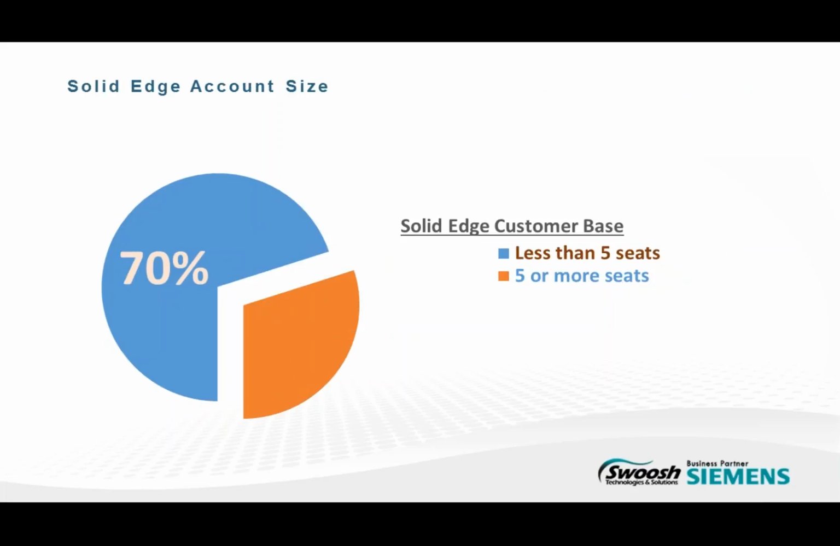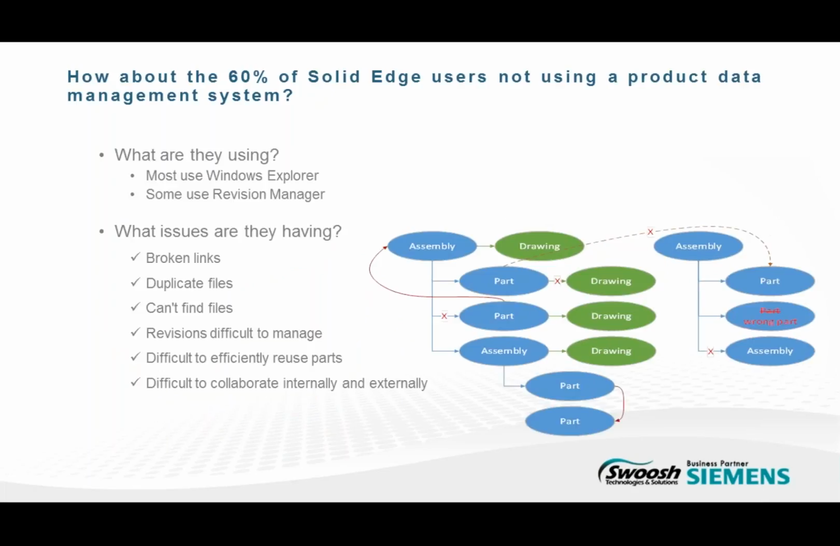Another way to look at it is the number of users. So a typical customer, 70% of our customers actually have less than 5 licenses of the software, and 30% of the customers have 5 or more licenses. And really that's what we're focusing on with this built-in design management tool.